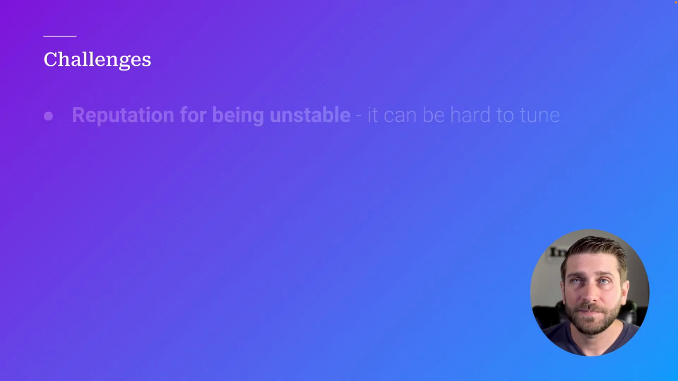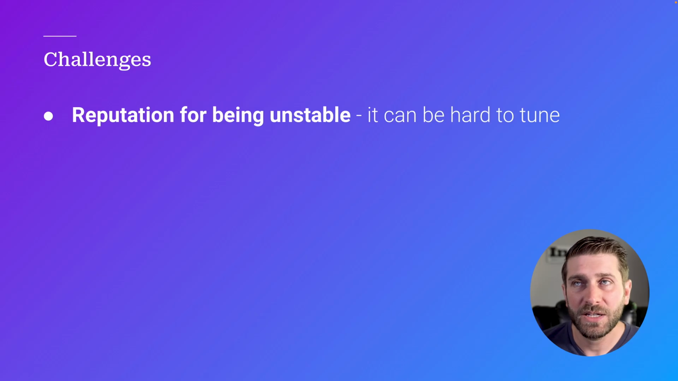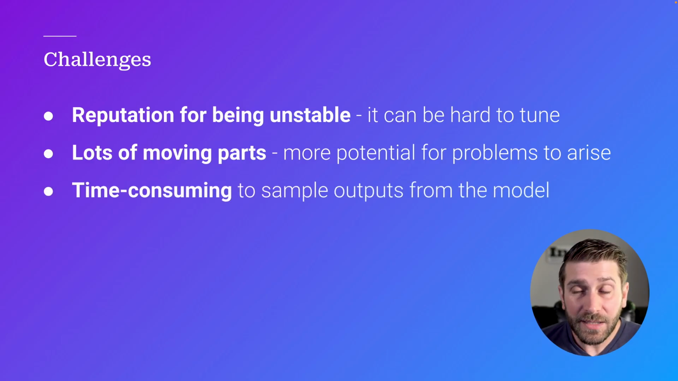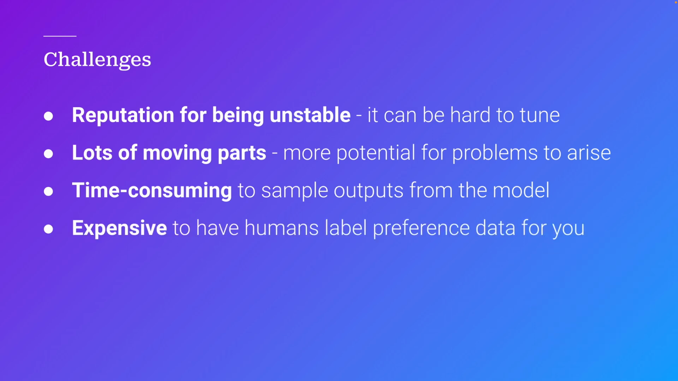Challenges with RLHF are many. So it has a reputation for being unstable, can be hard to tune. It has lots of moving parts. There's more potential there for problems to arise. It's time consuming to sample outputs from the model. And then it's still expensive to have humans label the original preference data for you. Sure, there's off-the-shelf data sets, but then why is your model going to be better than anybody else's model?